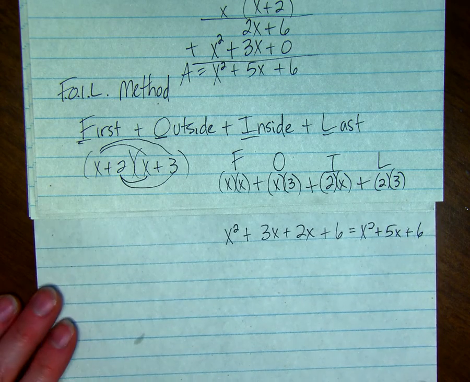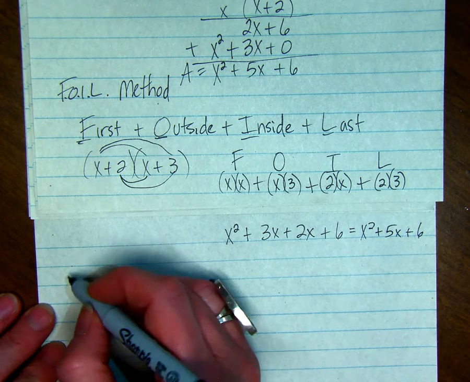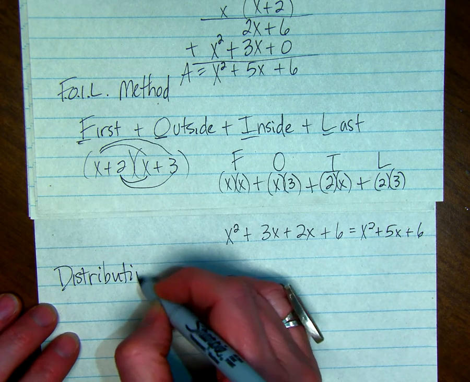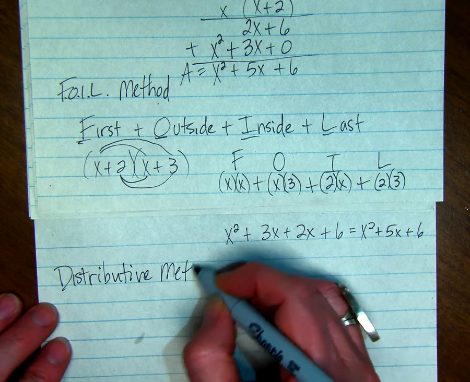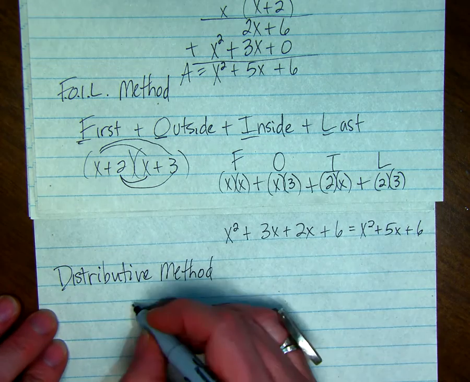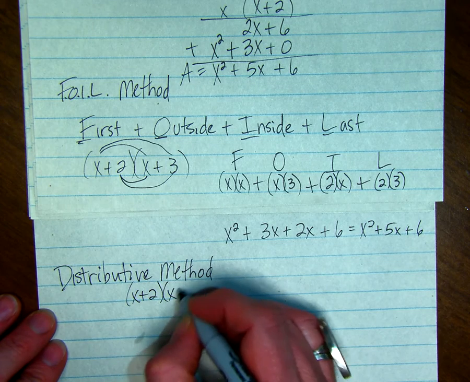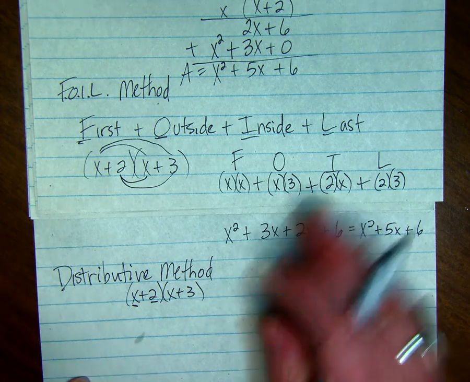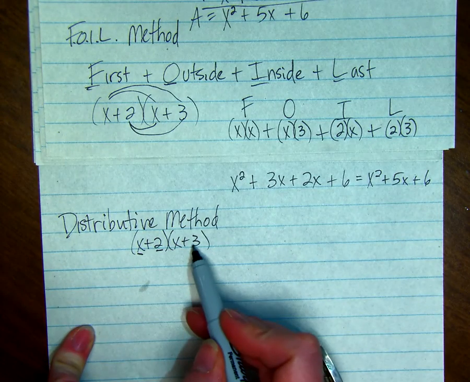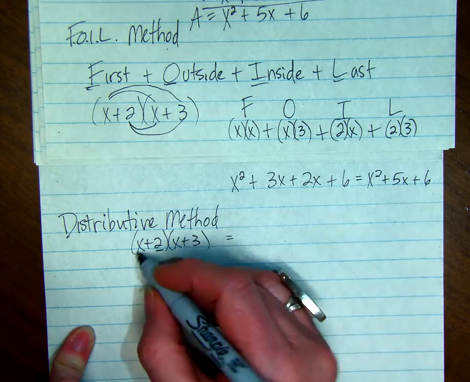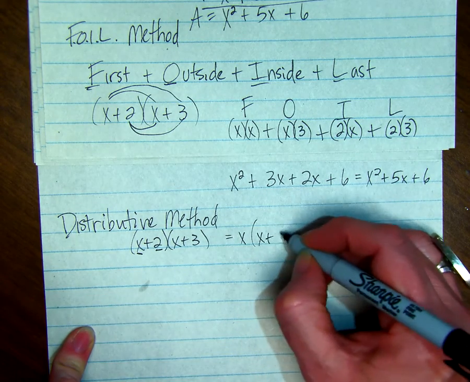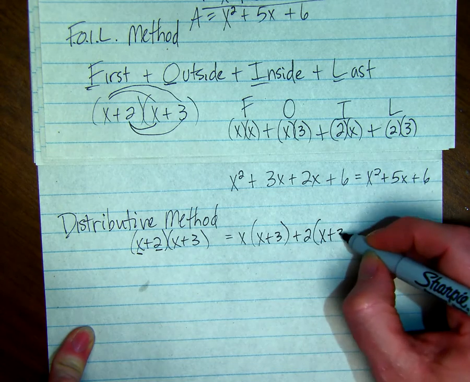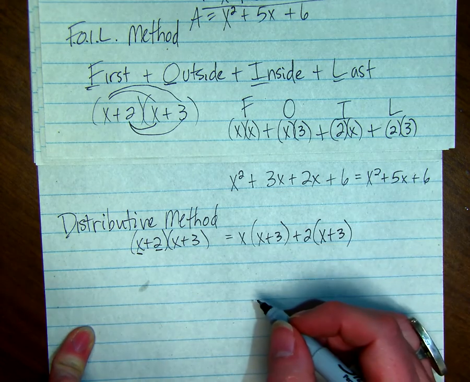Then we have one more method, the distributive method. If you're asked to find the area or to multiply two binomials, you can use any one of these methods unless it specifies to use a certain one. So the distributive method is where you take each of these terms and multiply each one by the second set of parentheses. So we'll take our x and multiply it by x plus 3. Then we'll take our positive 2 and multiply it by x plus 3. Then we use the distributive property.